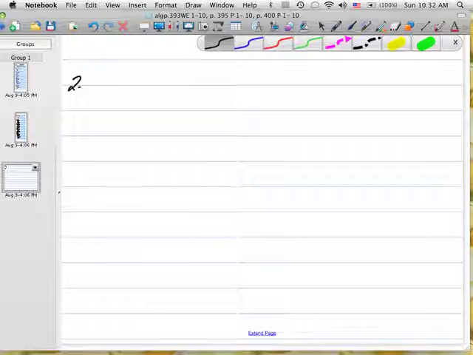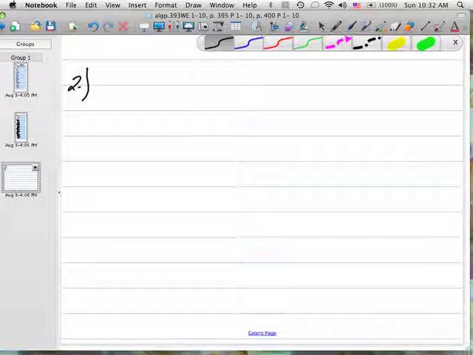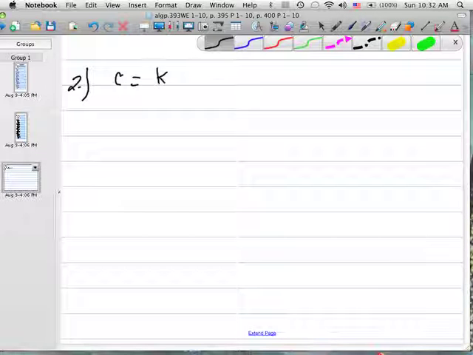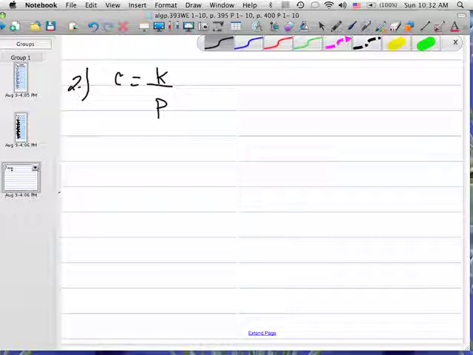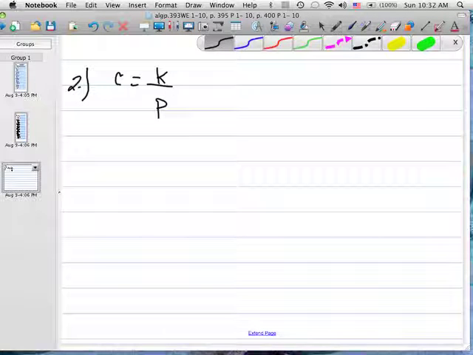So problem number 2. 3 friends on a fishing trip pay $100 each to share the rent of a cottage. The cost per person varies inversely as the number of people. So as the cost goes up, the number of people go down. Number of people go up, the cost goes down.